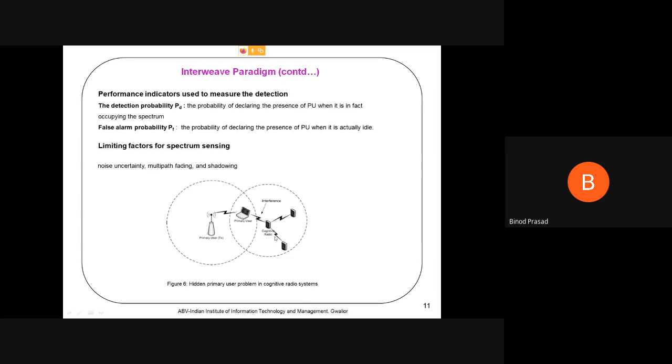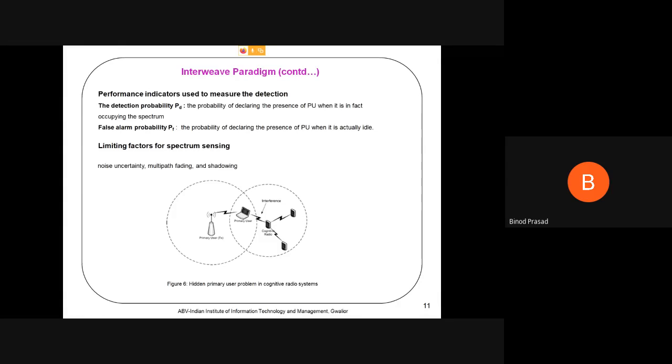Because of path loss and some kind of shadowing or fading, the cognitive users will have a limited area, only the distance gets reduced, its coverage area gets reduced. So in that case, it will sense that somebody is not there, and then it will decide that the band is free. That is a kind of hidden problem.